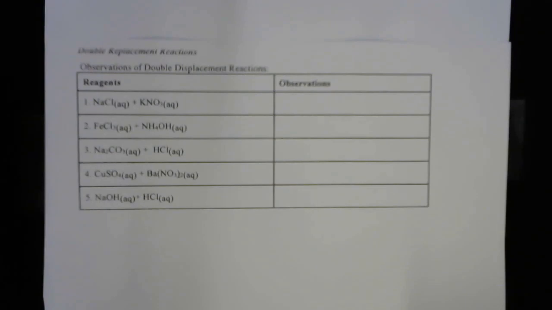Let's start with the first reaction. Sodium chloride solution mixed with potassium nitrate, KNO3. I'm going to do this reaction in a test tube, so the volumes are a little bigger. I'm going to add the sodium chloride first.